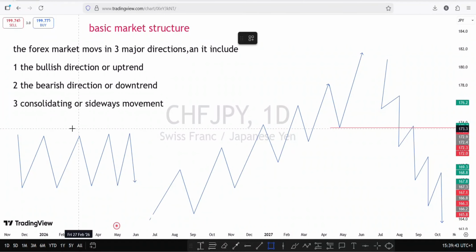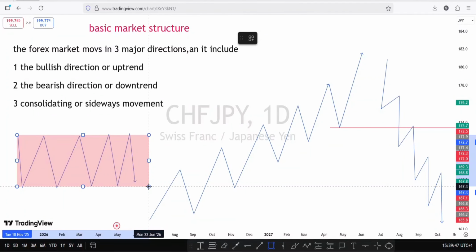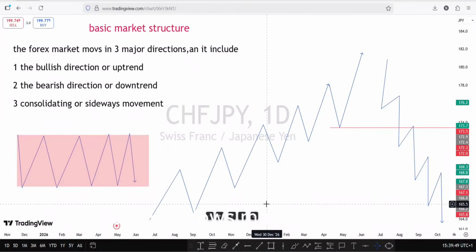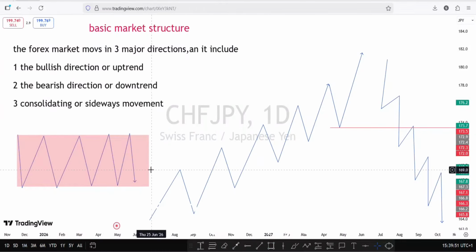Let me draw a box on this consolidating phase, right? So this is a typical consolidating phase. If price is consolidating like this, it means that the buyers and the sellers are dragging. They are fighting for who is going to be in control of the market. So at this point, it is advisable for traders not to engage themselves in the market because you don't know who is going to win the fight.